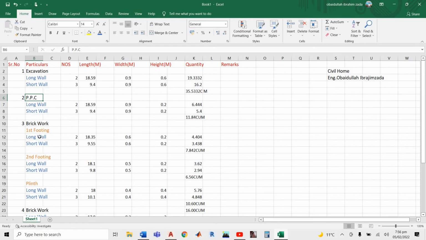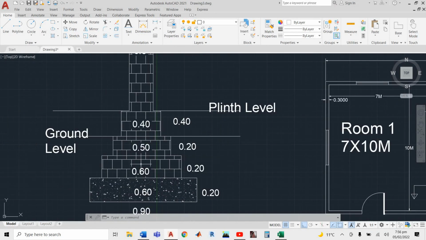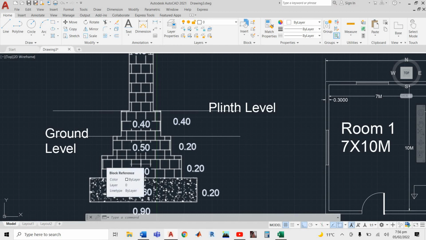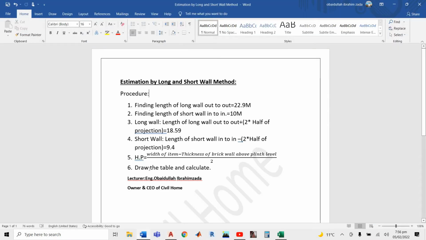Then we come for breakboard for Z footing. Breakboard for Z footing. How much is the length? In here length will be different. How we can find the length? Because half of projection will be different and the length also be different. How we can find half of projection? The half of projection we can find from the weight of the item.